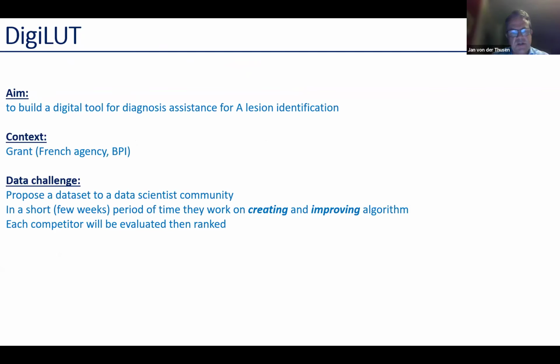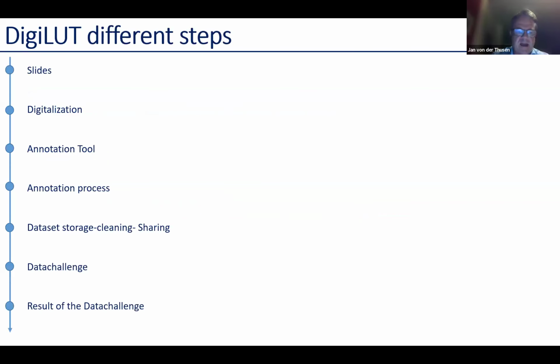So that's the so-called DigiLut study that was initiated by the French group at FOC. And this was a challenge, really, meant as a data challenge, in which annotated lesions in a large set of lung transplant biopsies would be used as a data set for the data scientist community to create and improve an algorithm on this. And then each competitor would eventually be evaluated and ranked.